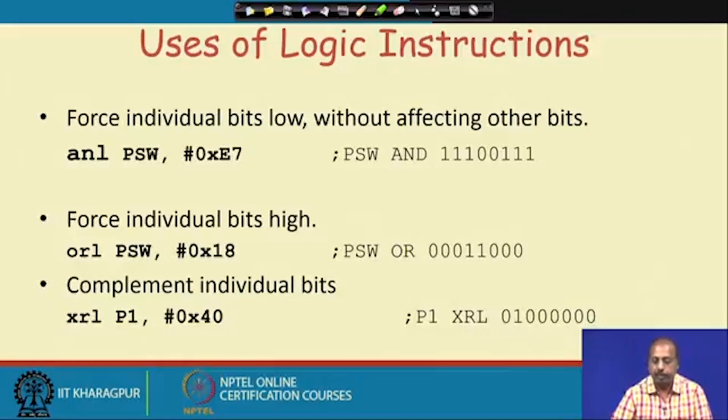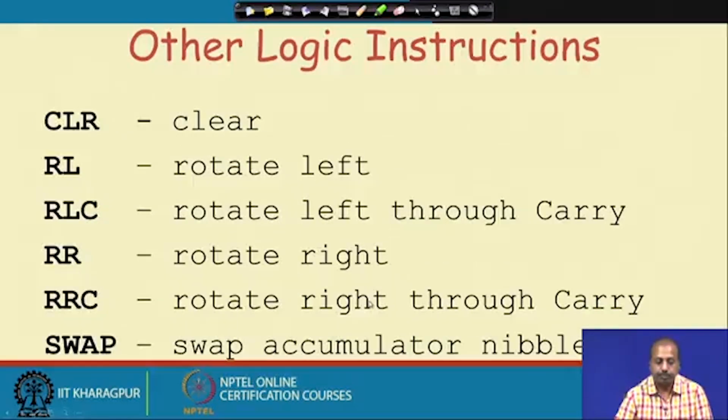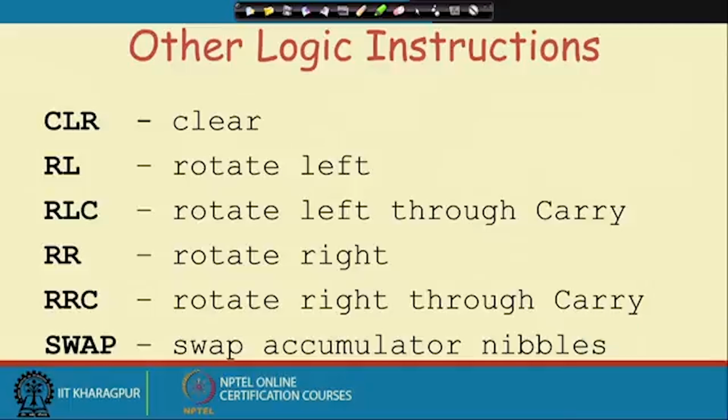Similarly, you can complement bits by the XRL instruction. This will complement only bit number 6 of port P1. Other logical instructions we have are clear, rotate left, and rotate left through carry. So, the carry will also get affected. The RL instruction will not affect the carry, but the RLC instruction will affect the carry. RR will rotate right, RRC will rotate right through carry, and SWAP will swap the accumulator nibbles.